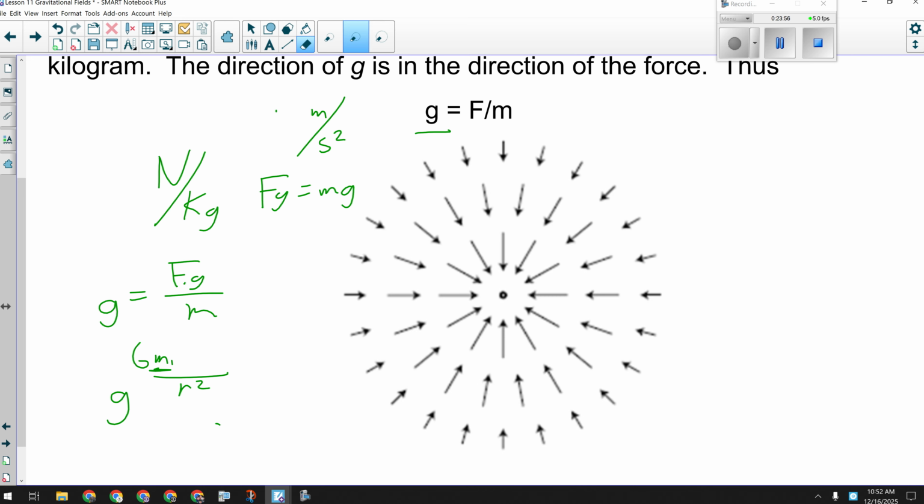Okay, basically we're just saying this, right? Force of gravity equals force of gravity. M times G equals big G times M1 times M2 over R squared, and then one of the M's cancels, and that's how I get that formula. Okay?